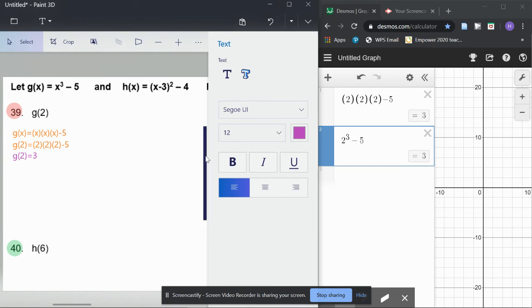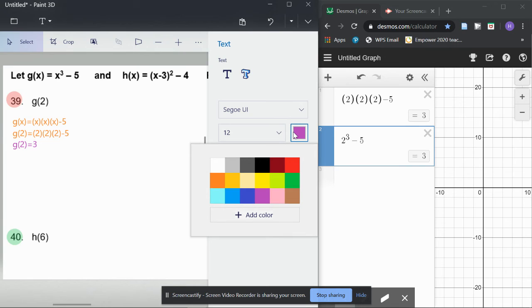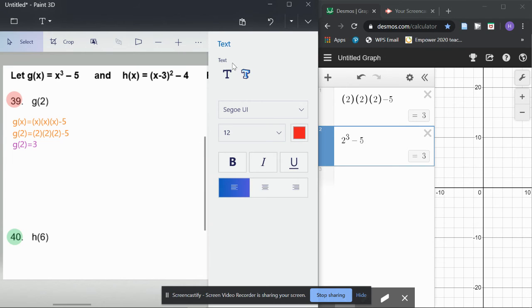So I am going to set up number 40 for you guys, and then see if you can get it going on your calculator, which I bet you can. So for number 40, which I want you to finish on your own, it's h of 6 instead of g of 6. So again, let's write down our original equation up here. We have h of x equals x minus 3, that whole thing is squared, and then we take away 4.